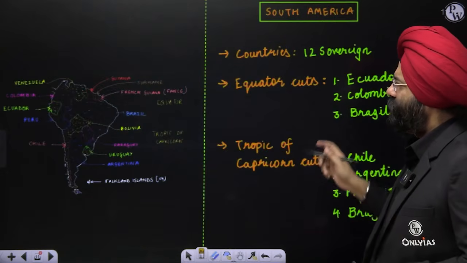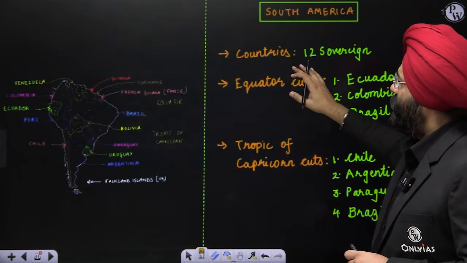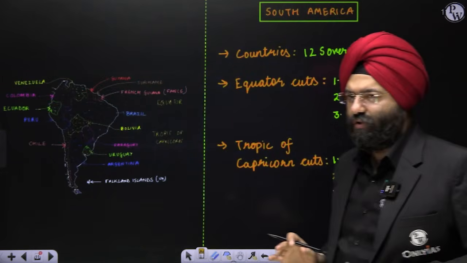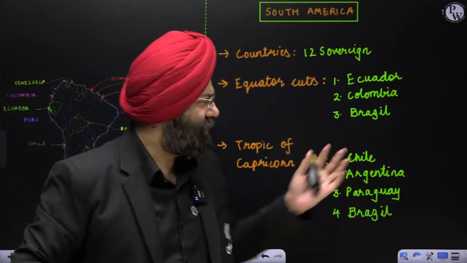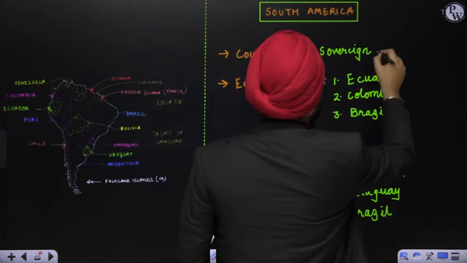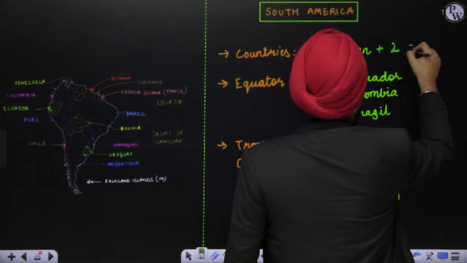Now, the question comes, if there are 12 sovereign countries, as I mentioned, and 2 dependent countries, you can write it also here, plus 2 dependent.